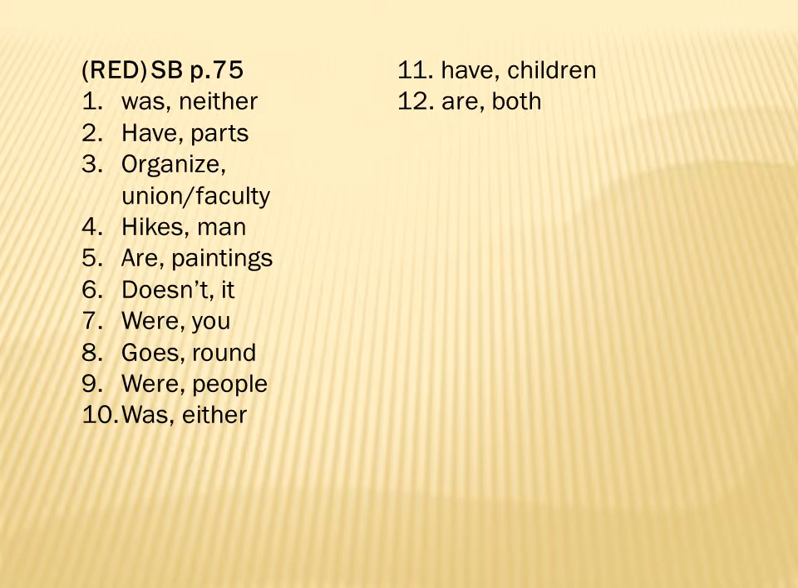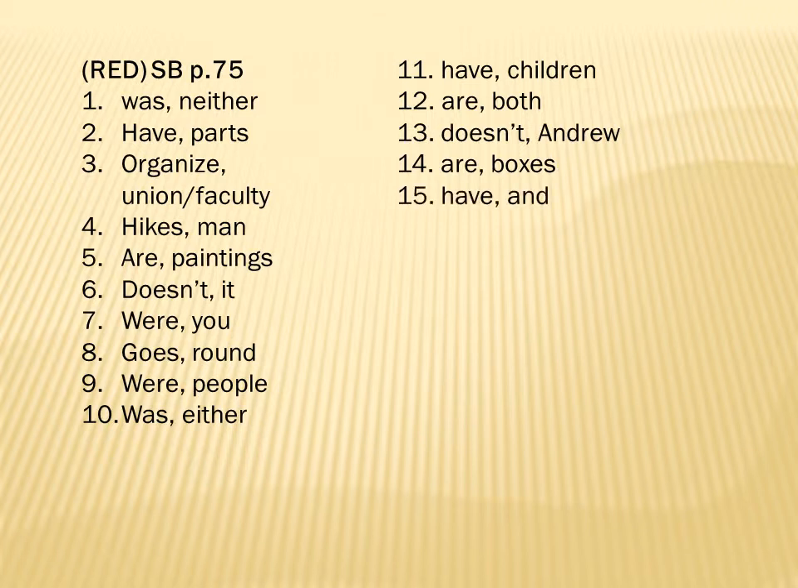Number 12, both is always plural, so we want are. 13, doesn't is singular because Andrew is singular. Number 14, are is plural because lunchboxes is plural. Number 15, have is plural because anything and anything, that word and joins those two together.